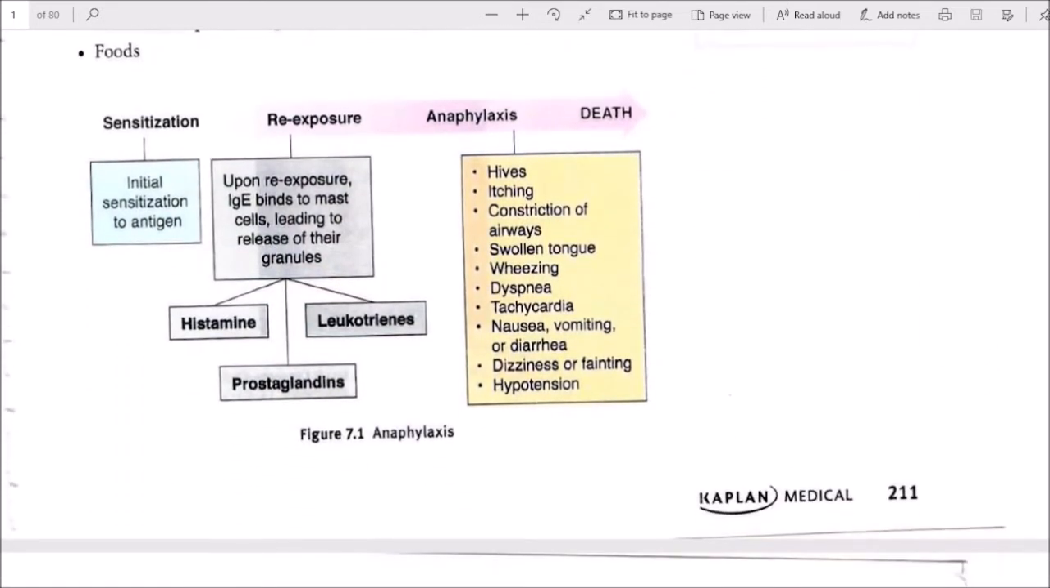Triggers of anaphylaxis. Sensitization: initial sensitization to the antigen. Upon re-exposure, IgE binds to mast cells, leading to release of their granules, histamine, prostaglandins, and leukotrienes. Anaphylaxis causes hives, itching, constriction of airways, swollen tongue, wheezing, dyspnea, tachycardia, nausea, vomiting, or diarrhea, dizziness or fainting, and hypotension, death.